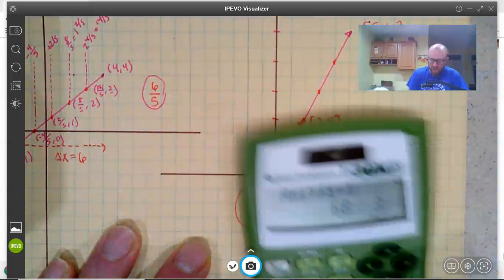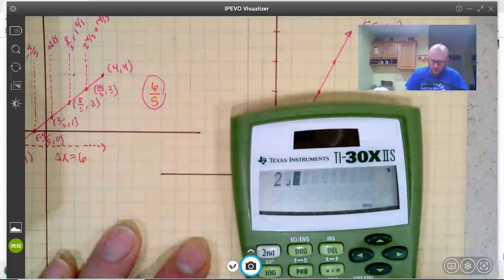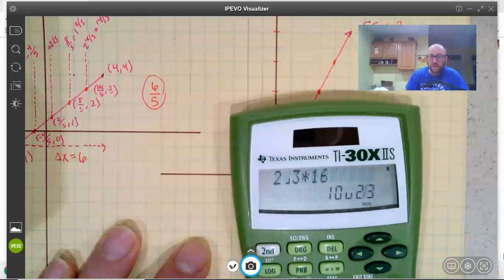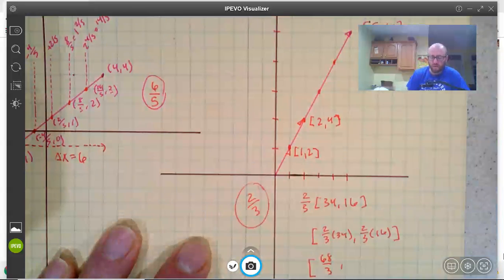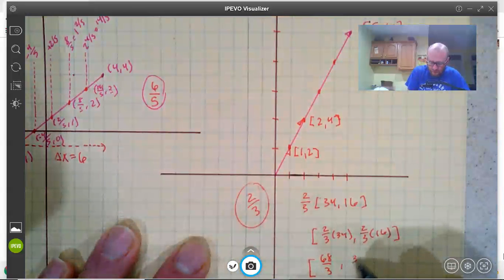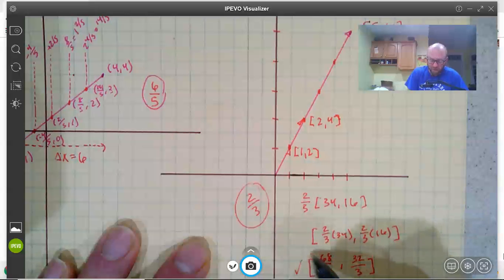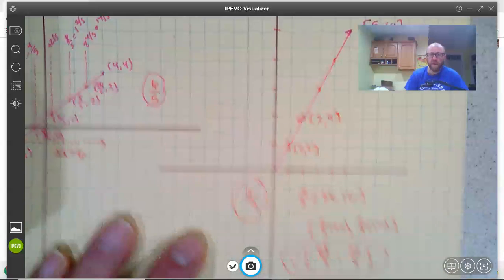And 2/3 times 16 is 10 and 2/3. That's 32/3. And there's our new vector, which is 2/3 as long as the original.